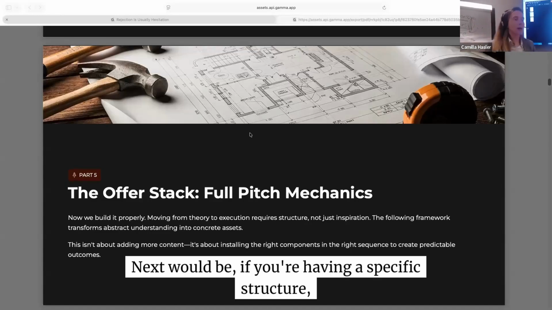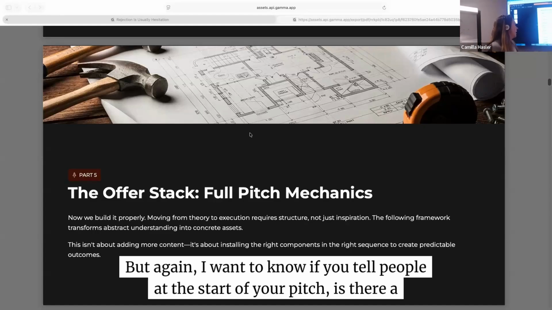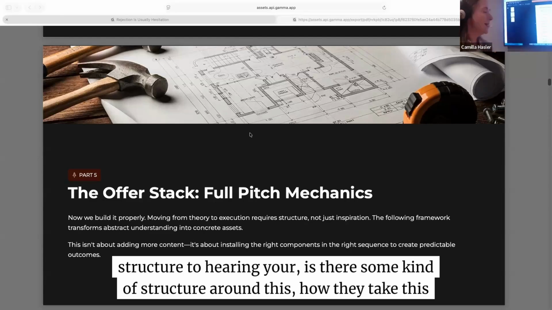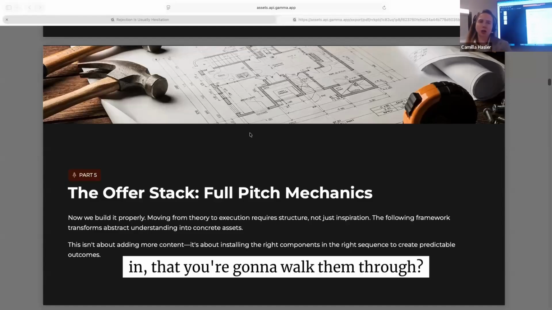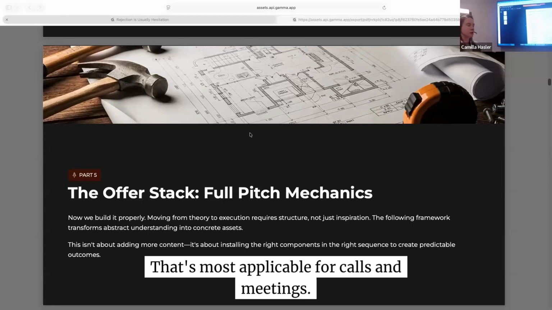Next would be, if you're having a specific structure. If you're on a call, this is more relevant for virtual pitches. But I want to know if you tell people at the start of your pitch, is there some kind of structure around how they take this in, that you're going to walk them through? So what's the structure? That's most applicable for calls and meetings online.